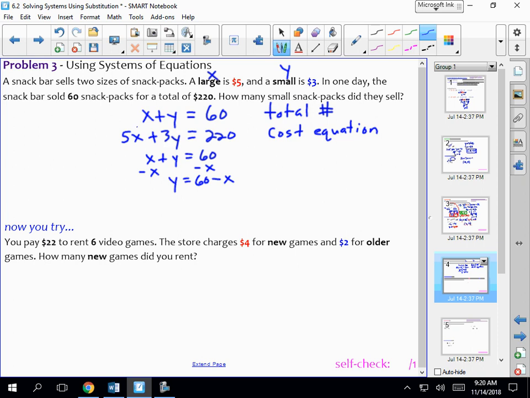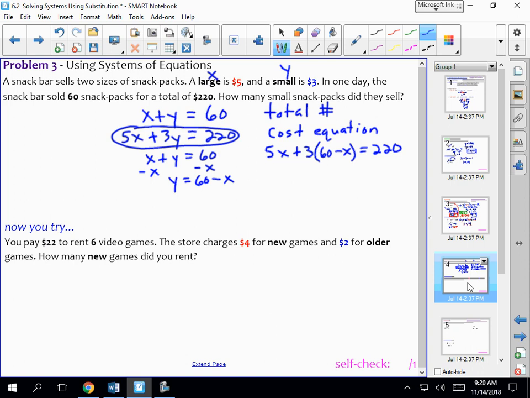So I'm going to put 60 minus x in for y in the second equation. So this one right here, let's just circle it. I'm going to replace y with 60 minus x. So it would look like this. I'll write it over here so I have the room. 5x plus 3, and then in parentheses, 60 minus x equals 220.